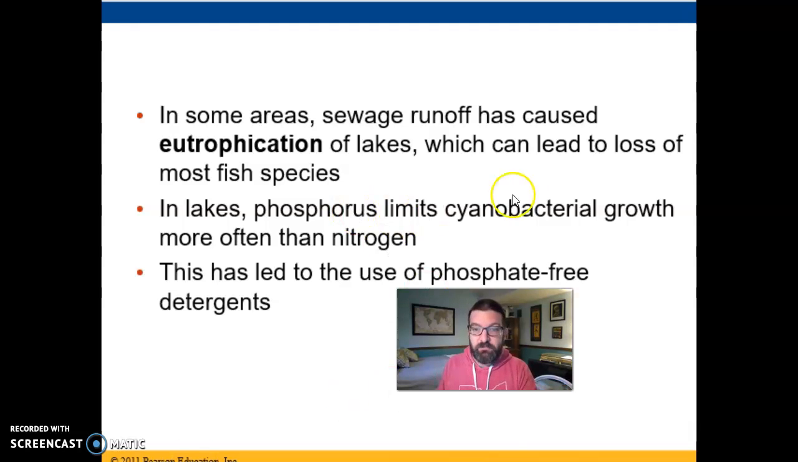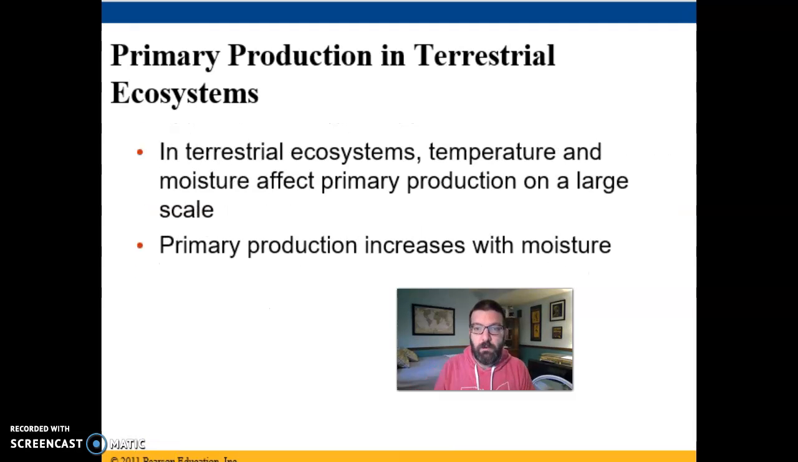But because these phosphates tend to be a big issue, very often now you'll go to Kroger to buy detergents, and some of them are labeled phosphate-free, and that can help avoid some of this kind of eutrophication of water bodies. In terrestrial ecosystems, the limiting factors are usually temperature and moisture, although it depends where you are.